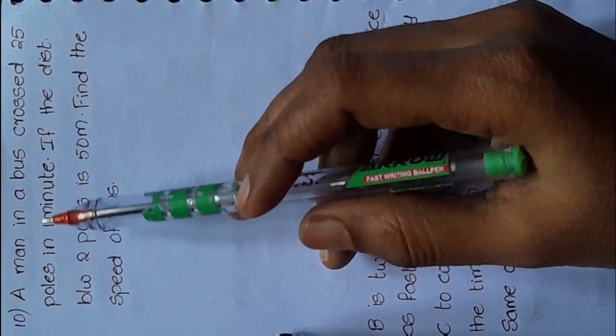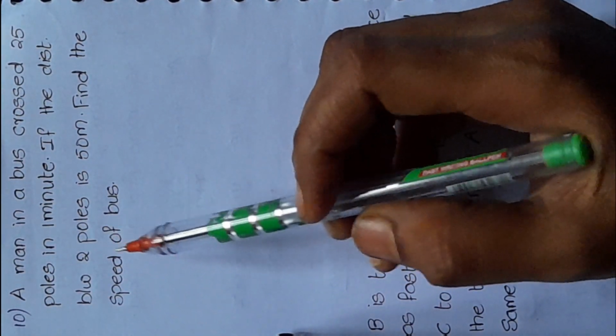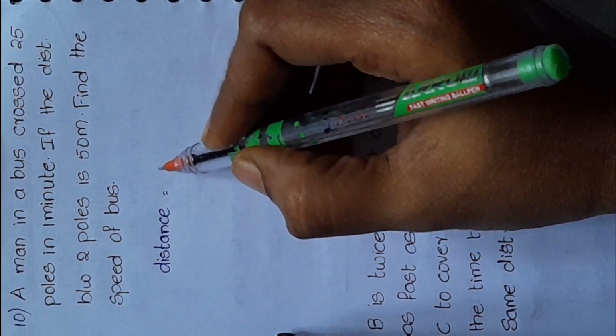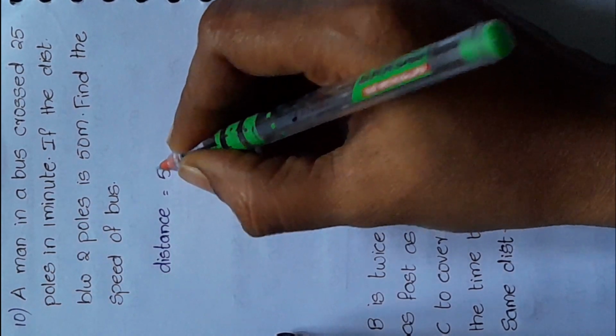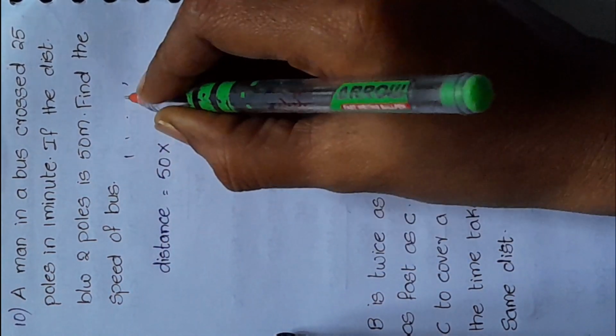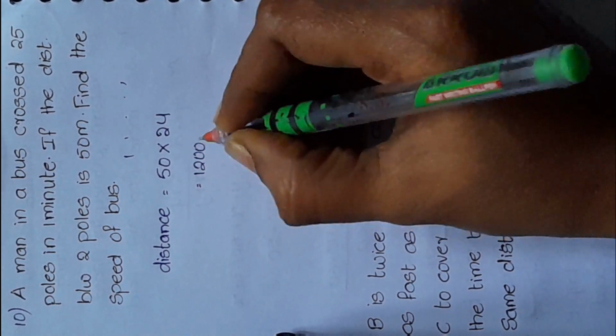Question number 10. A man in a bus crossed 25 poles in 1 minute. If the distance between two poles is 50 meters, find the speed of the bus. Now the distance travelled by the man in the bus is 50 meters between each pole into 25 poles. There are 24 equal distances. So 50 into 24, we get this as 1200 meters.